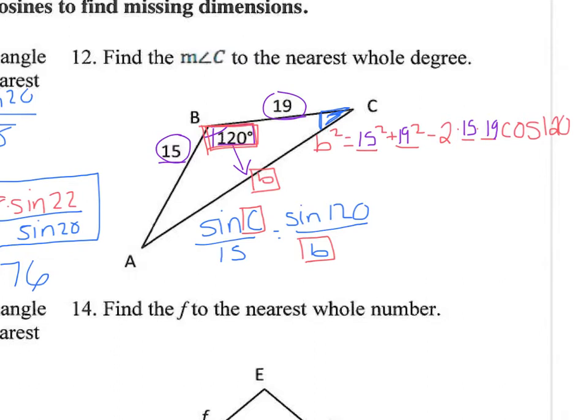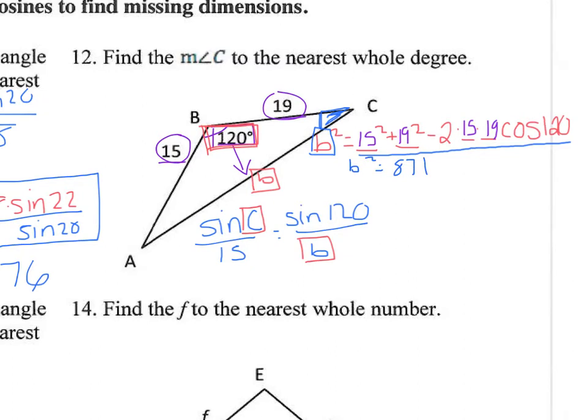Whenever you have just the variable on the left-hand side, go ahead and put all of this into your calculator at once. So put 15 squared plus 19 squared minus 2 times 15 times 19 times the cosine of 120. Put all of that into your calculator at once and press enter. When you do that, you get b squared is going to equal 2,871.